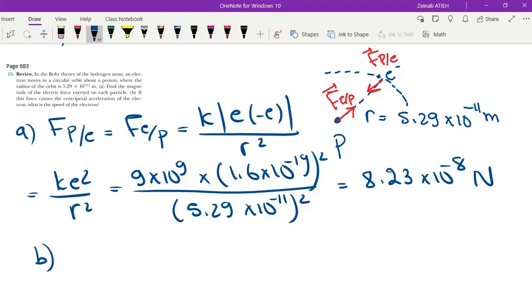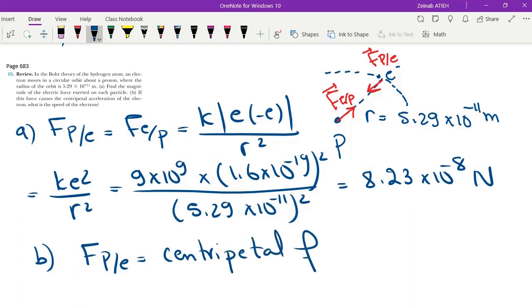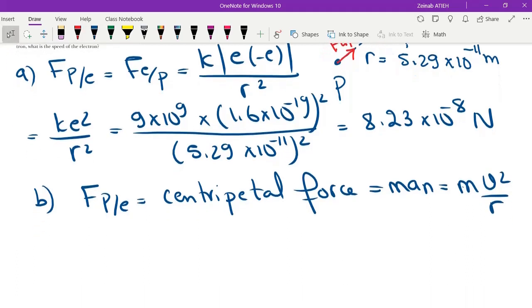If I take the centripetal axis or the tangential axis, I can see that this force is along the centripetal axis. So the force exerted by the proton on the electron is the only centripetal force. It's the centripetal force, which is equal to M A normal, which is equal to M V squared over R. Okay, now I have the force and I want to find V, so V is equal to radical R F over M.